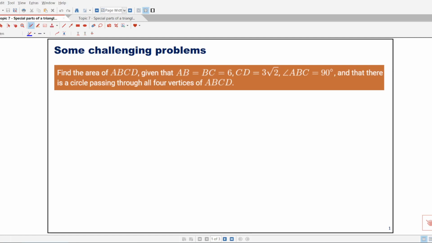Alright, so solutions to the homework of topic 7, special parts of a triangle. First of all, there are some challenging problems after the lecture, so let's have a look at these questions first, okay?